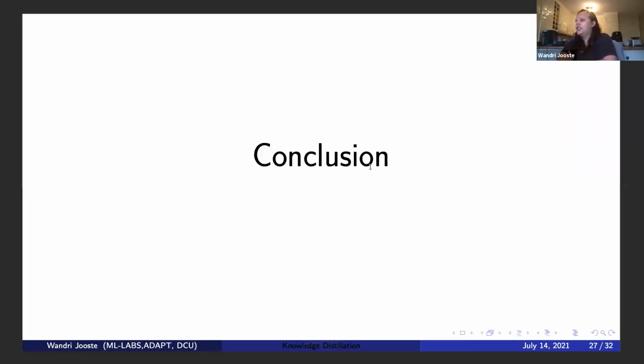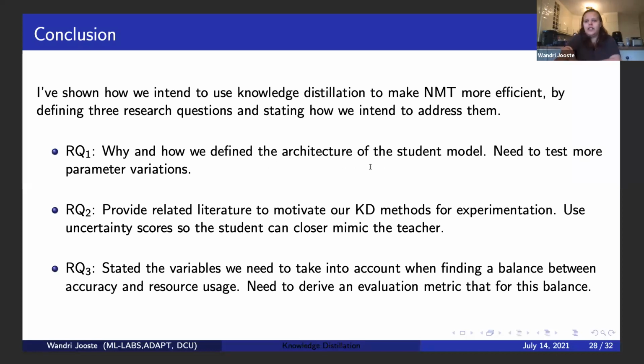Yeah, so finally, just in conclusion then, I've showed how we intend to use knowledge distillation to make NMT more efficient by defining my 3 research questions and stating how we will address them. So for research question 1, we've shown why and how we define the architecture of our student models, but there need to be more tests with the parameters for these models. Like, we could limit the epochs so the training is quicker. Also smaller beam size when translating from the teachers.